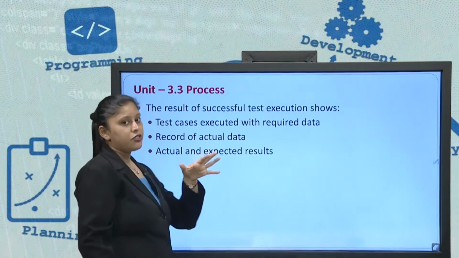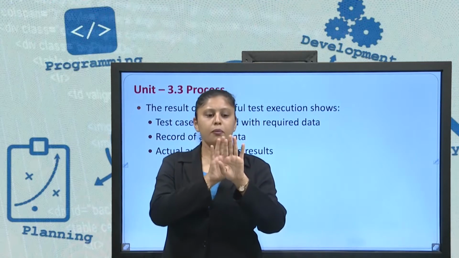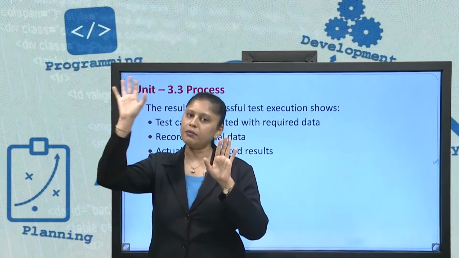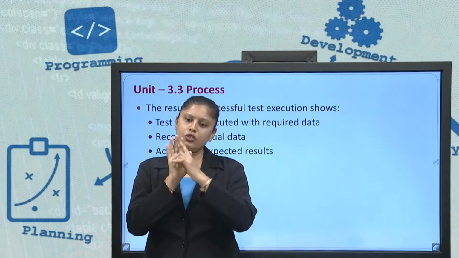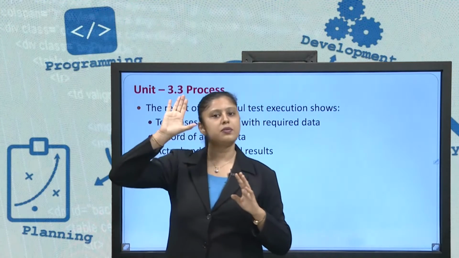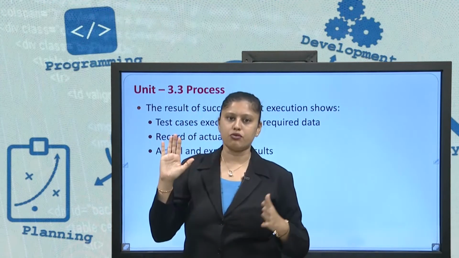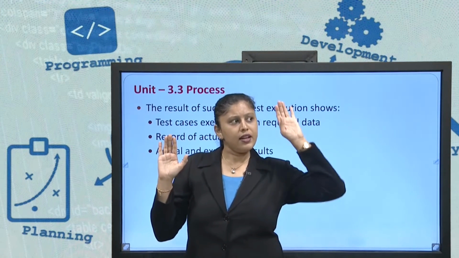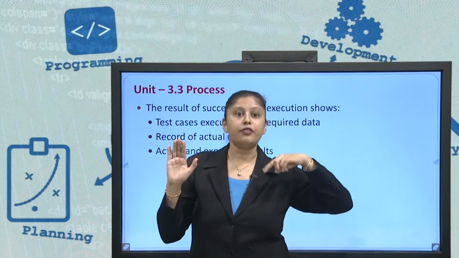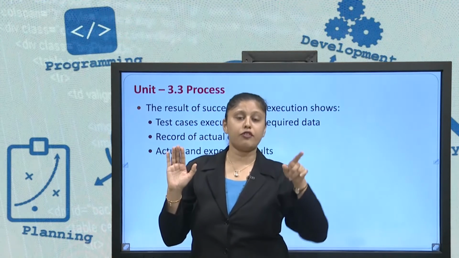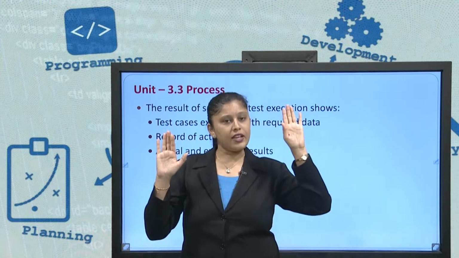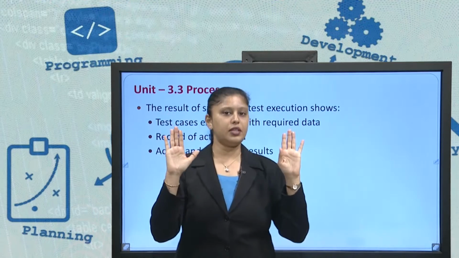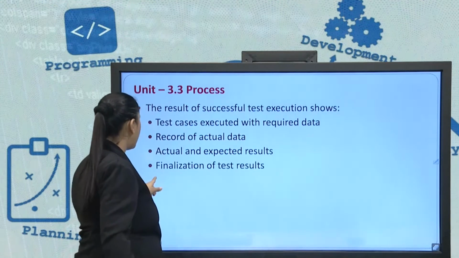Actual and expected result, as I said, before my testing I would have expected something in my mind, that after execution of this particular code I should get this much result. So that is my expected result, and there is an actual result which comes out after the actual execution of my software. So both my actual result and my expected result should be there.